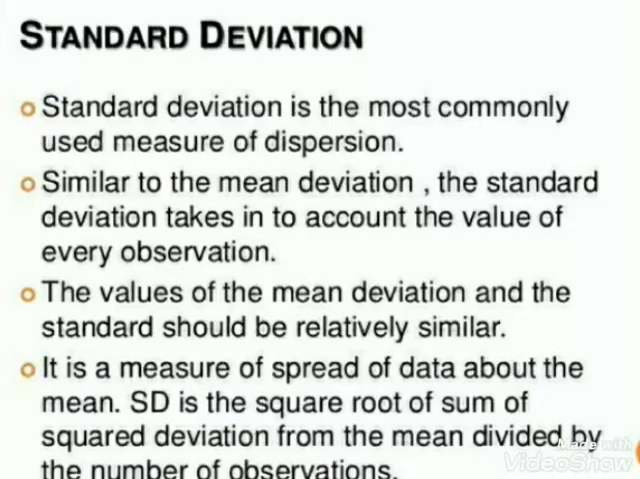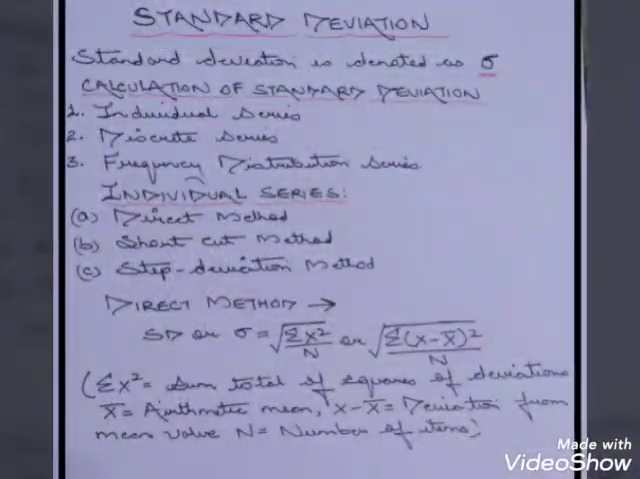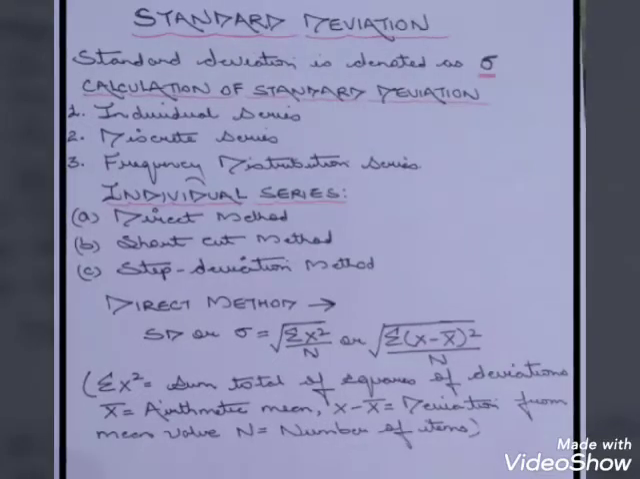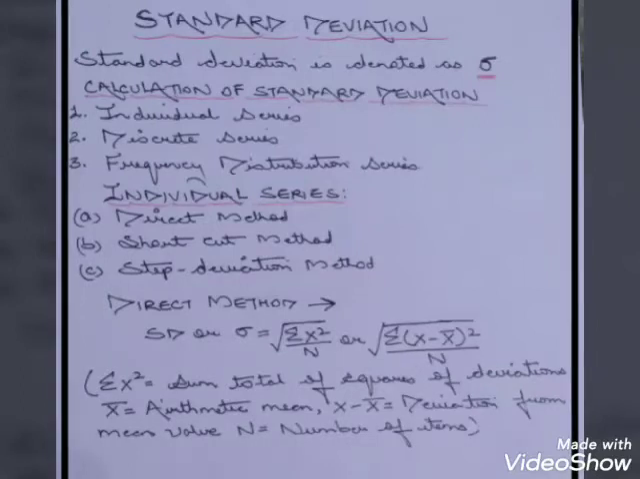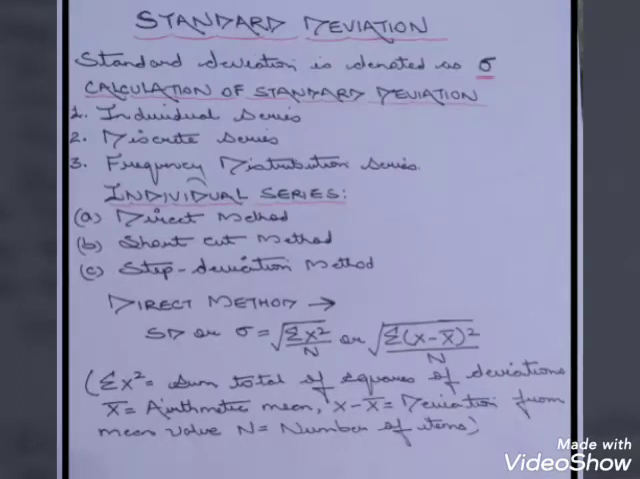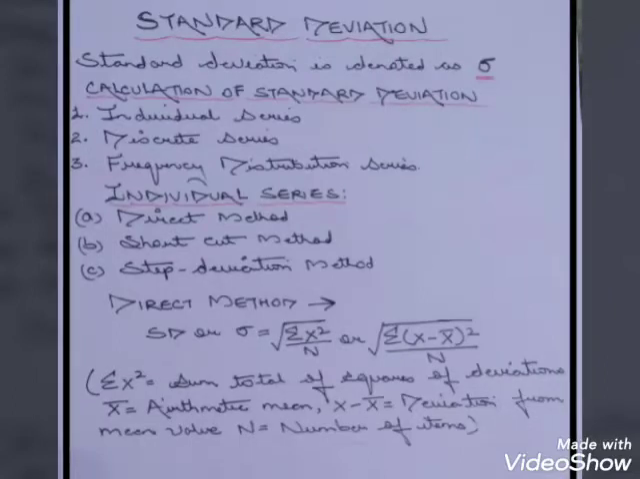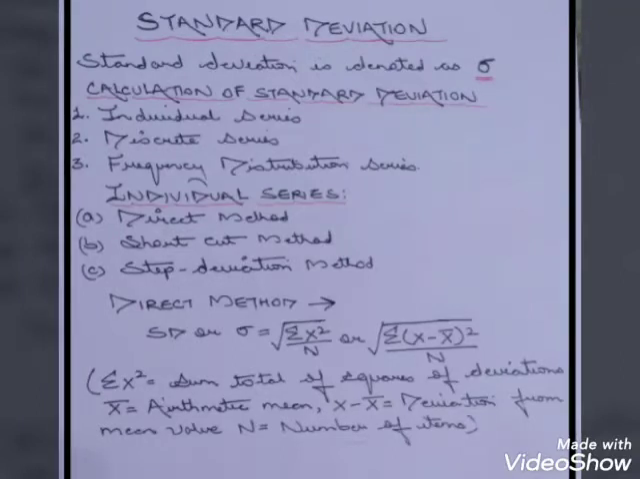So children, standard deviation could be calculated by three different methods, that is by individual series, by discrete series, and by frequency distribution series. So today we will be doing the first series, that is individual series. In the individual series also, we have three methods to calculate standard deviation: direct method, shortcut method, and step deviation method. So today we will be doing the first method, that is direct method.